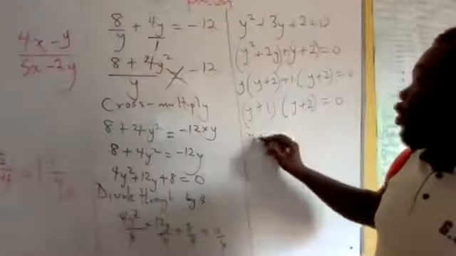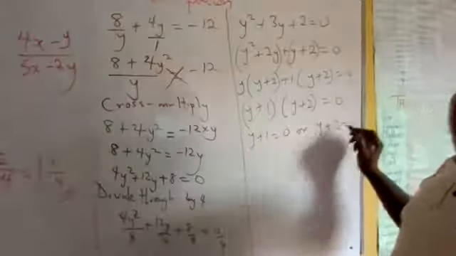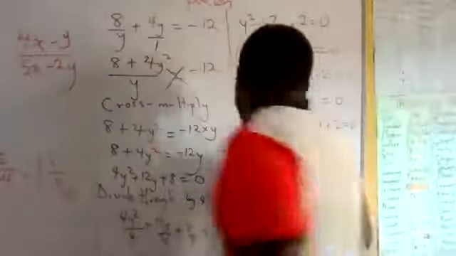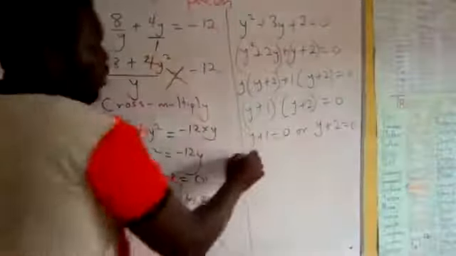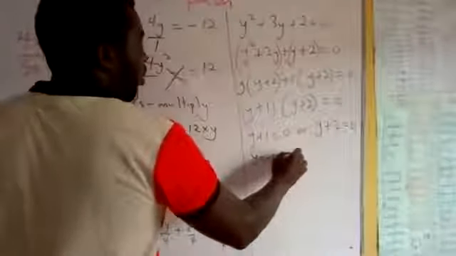So that'll be y plus 1 is equal to 0 or y plus 2 is equal to 0. These are our quadratic equations. So that'll become y is equal to minus 1 or y is equal to minus 2. We have two answers here. That's it. It's as simple as that.